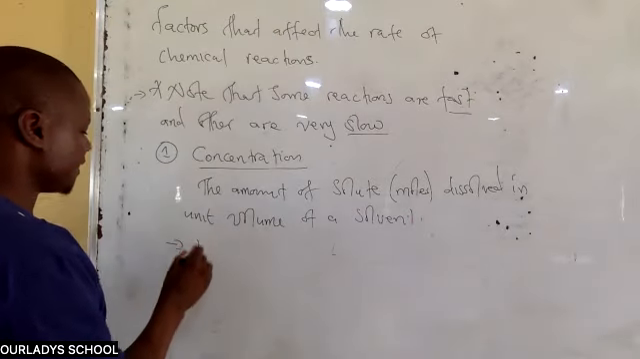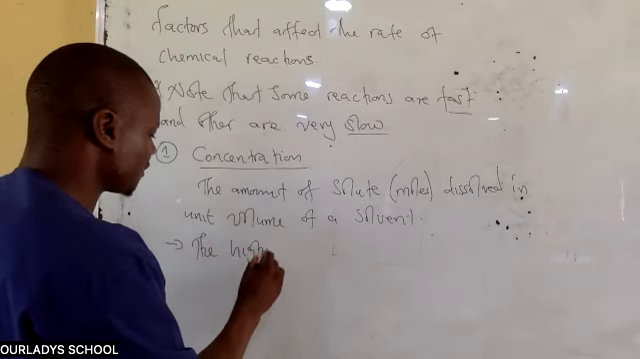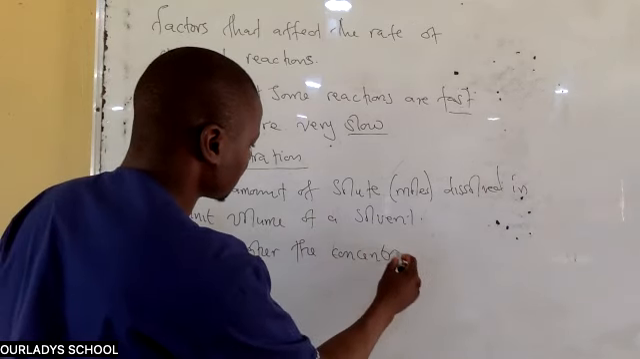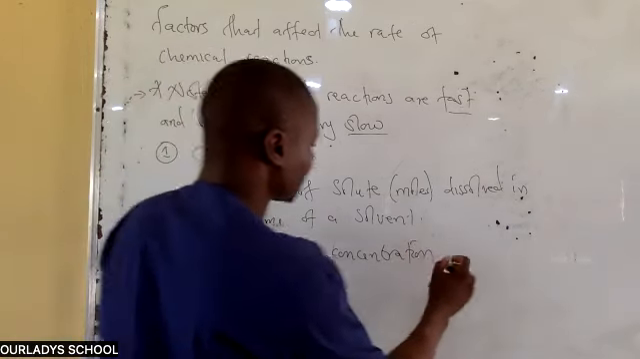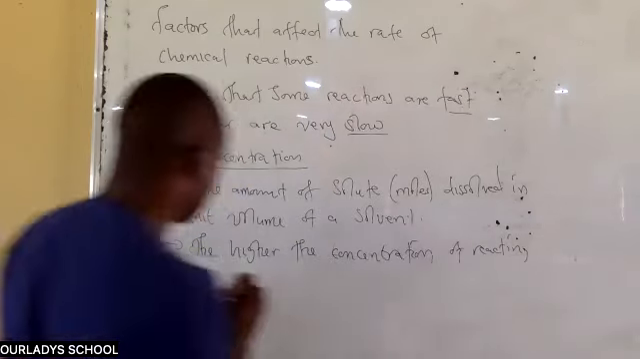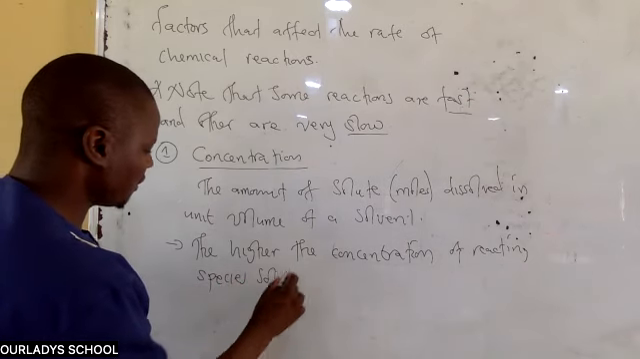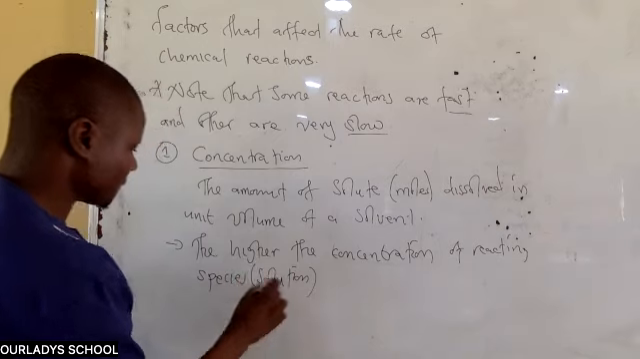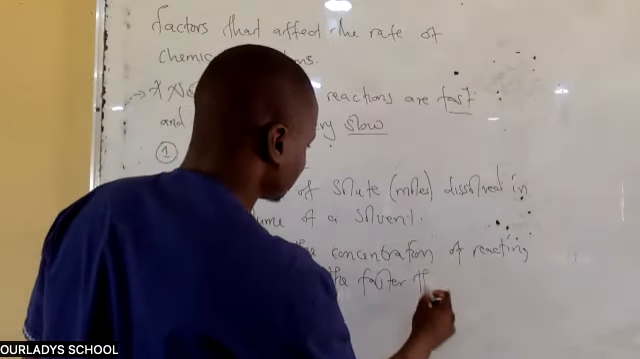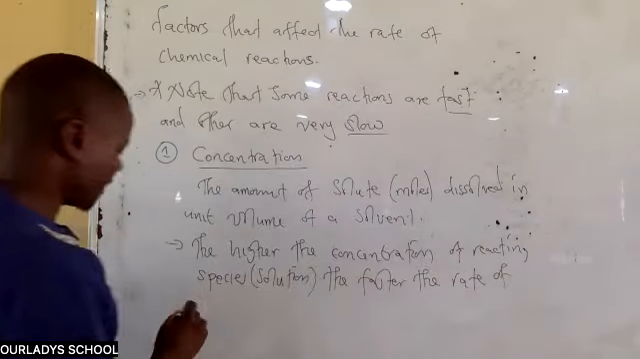Now, how does it affect? You are saying that when the concentration is high, the higher the concentration of reactive species in form of a solution, the faster the rate of a chemical reaction.